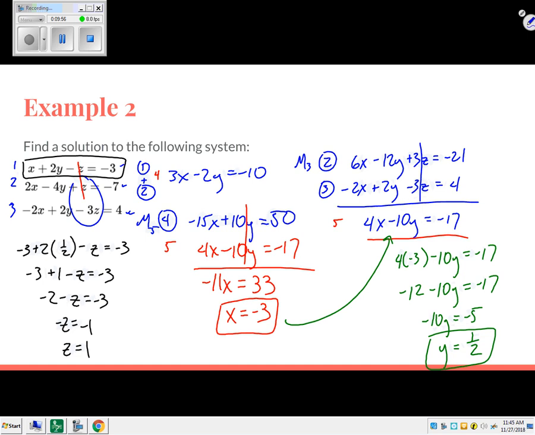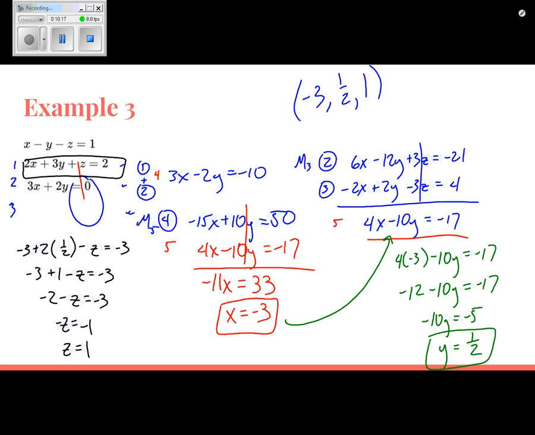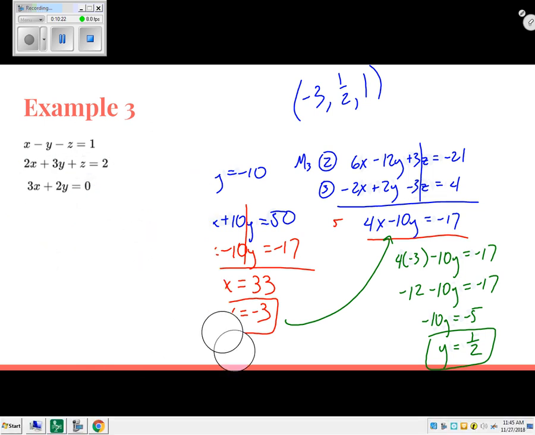Wow. Long problem here, but we've got our answer. My answer is the ordered triple, -3, +1/2, and 1. Okay, x, y, and z. You can definitely check that if you want to, the same way we checked example 1 to see that it was a solution. Let's see a couple other different ways this can be asked.